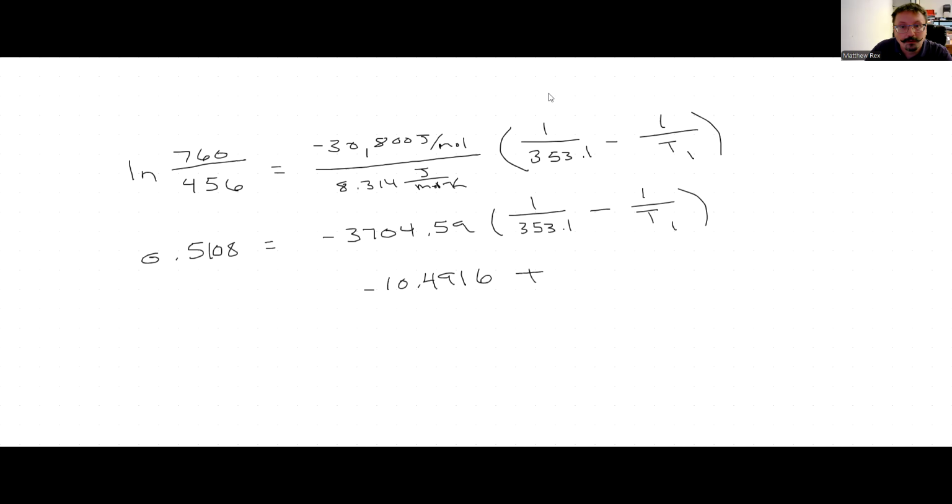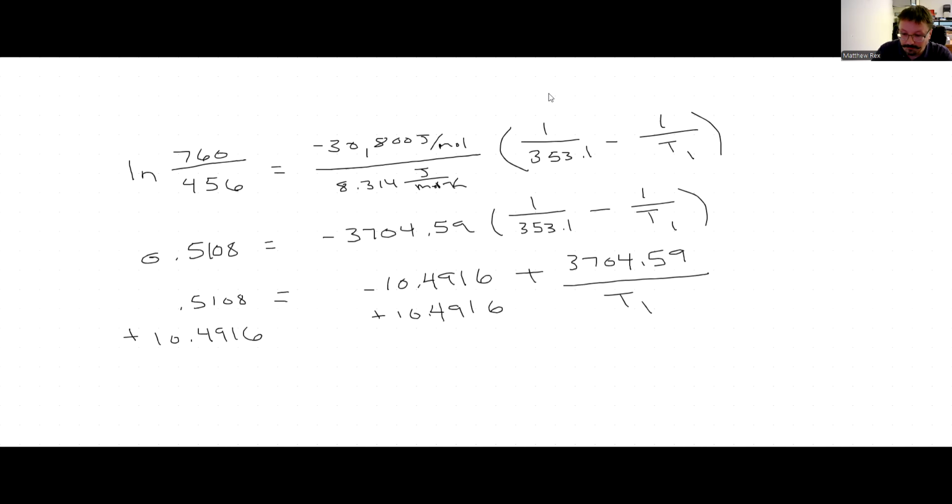Plus 3704.59 over T1. So if I add 10.4916 to each side, I'm going to cancel that out here, and I'll isolate my variable term, my T1.